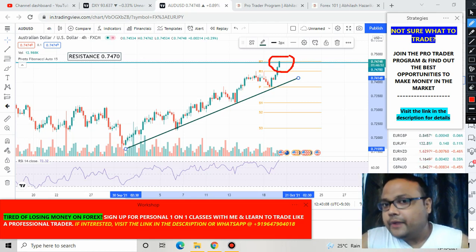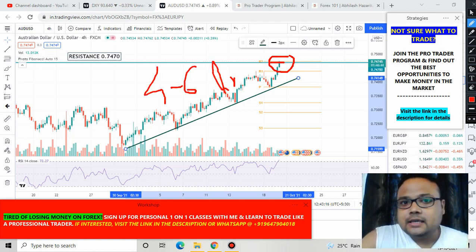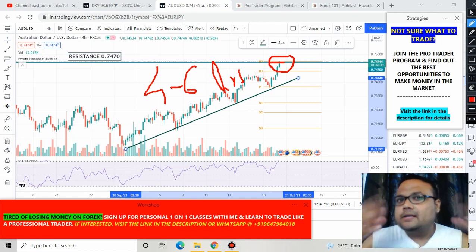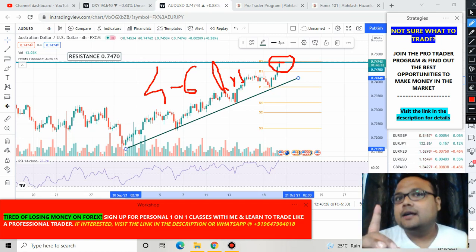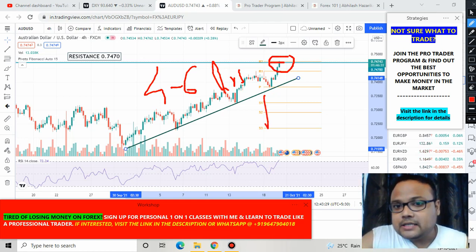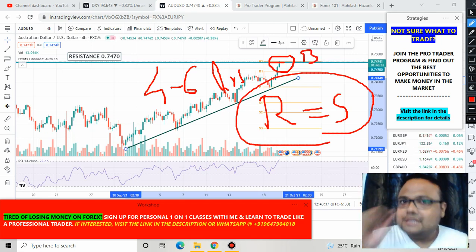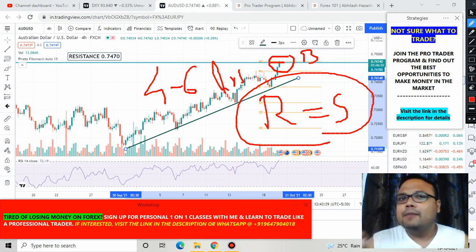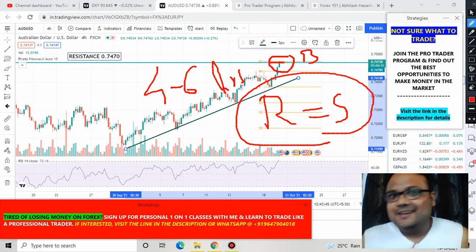If AUD USD breaks the resistance level and starts trading above it, wait for 4 to 6 hours and just see how the price is reacting. If you see that after 4 to 6 hours the market is trading comfortably above the resistance level, then you will get the confirmation that this resistance has become the new support for the market, and you can go for buy. If the resistance becomes the new support, then you can easily go for buy, because there is no more danger from the resistance zone.